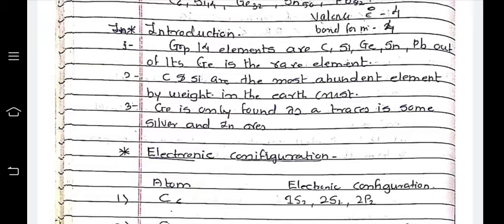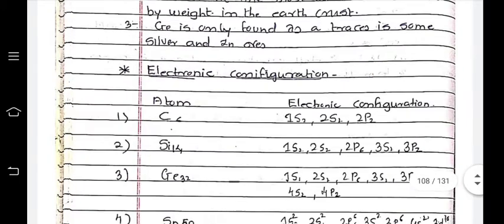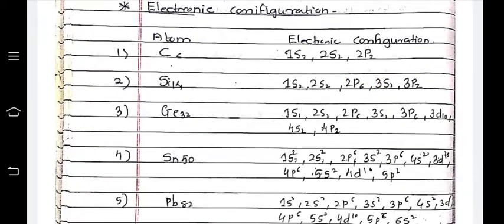Group 14 elements are carbon, silicon, germanium, tin, and lead. Out of these, germanium is a rare element. Carbon and silicon are the most abundant elements by weight in the earth's crust, and germanium is found only as traces in some silver and zinc ores. Next is the electronic configurations.